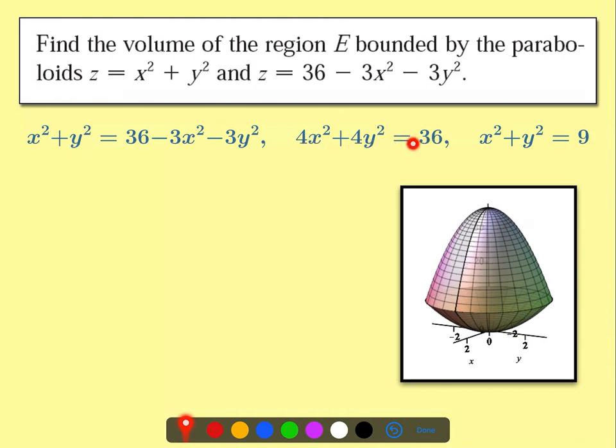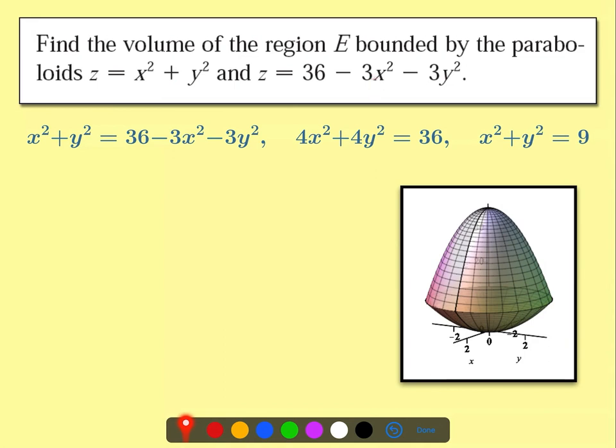And so I divide by 4, and I get x squared plus y squared equals 9. So that's describing the x and y on this intersection of these two paraboloids. If you want to know what's happening with z, well, z equals x squared plus y squared, so z would be 9 here. You could also plug into here.